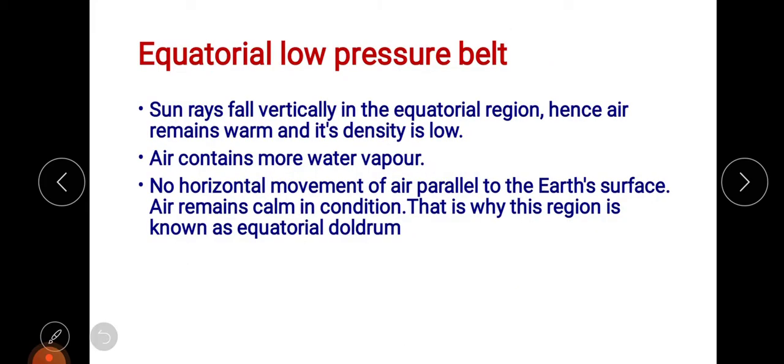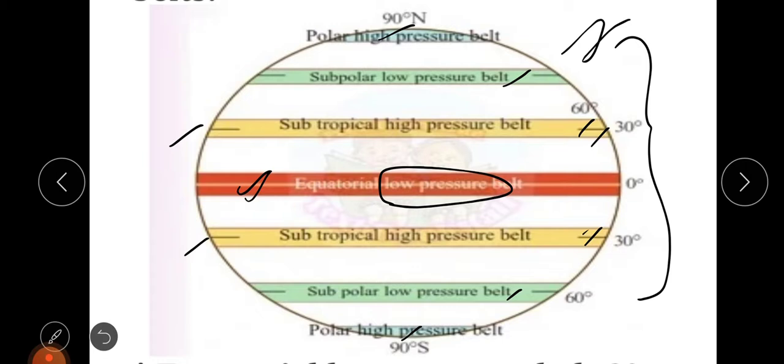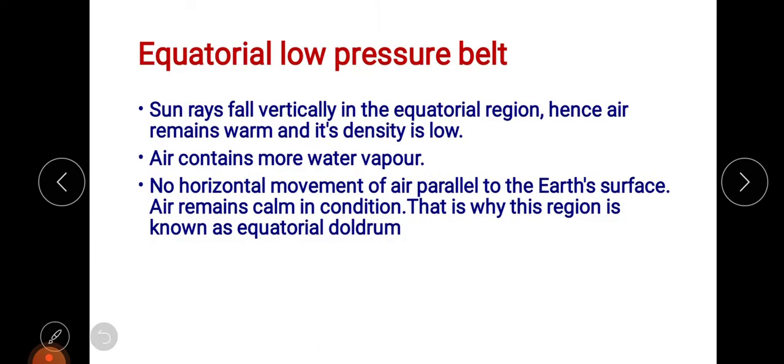Now let us see the characteristics of each of the pressure belts. First is your equatorial low pressure belt. In this equatorial region, what happens? The sun rays fall direct, in a direct path. The distance is very less, and that is why in the region near the equator the temperature remains high, because sun rays fall directly. And we know that if temperature is high, then what will happen? The air becomes warm, hot air.